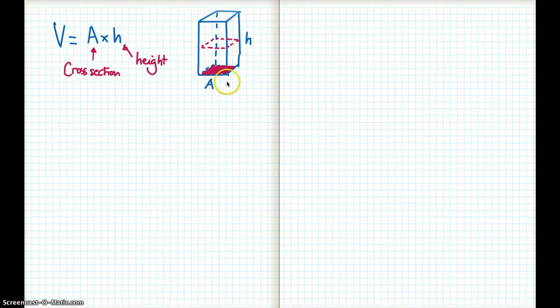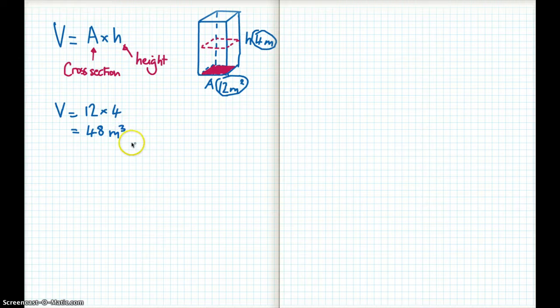So if we had, for example, on this one, the area of the bottom was, let's say it's something like 12 meters squared, and the height was 4 meters high. Alright, so you've got the area, the height, so you work out the volume equals 12 times 4, or 48, and importantly, volume meters cubed. Alright, so that's our answer.